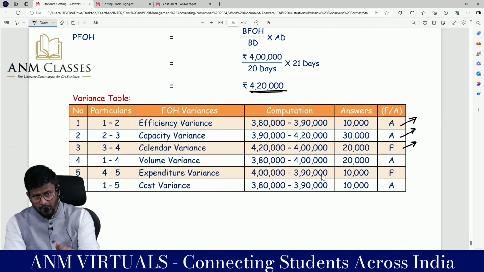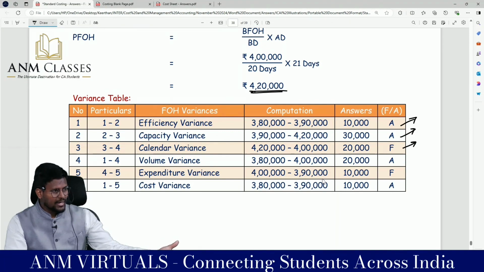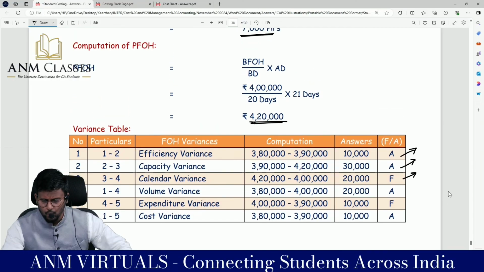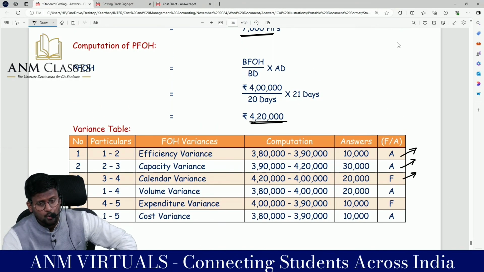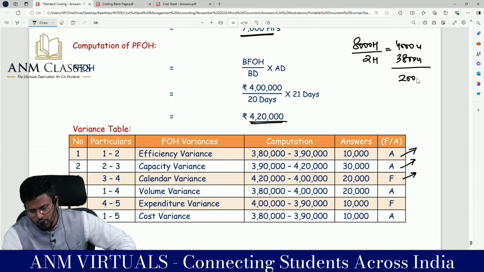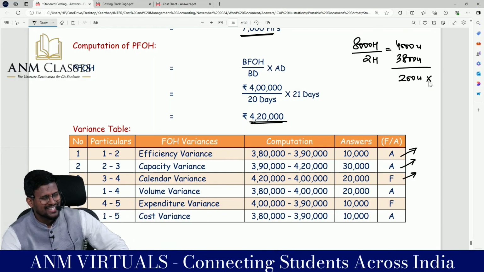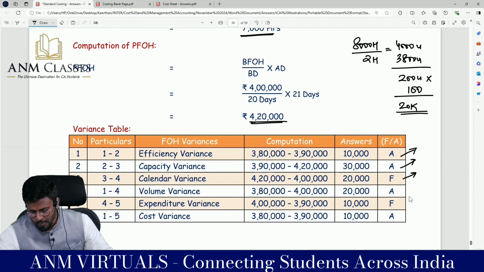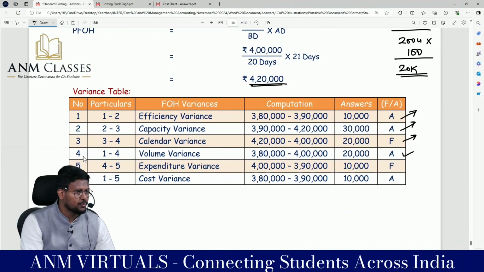That will definitely come favourable, because you were supposed to work 20 days but you have worked 21 days. So one day extra, that is what comes. Super, sir. Volume variance: how many units did you think? Budgeted output, how many units? Actually how many hours? 8,000 hours divided by standard time 2 hours comes to 4,000 units. How many units actually came out? 3,800. So 200 units short. 200 units into standard rate per unit 100: that's why 20,000 adverse is the volume variance, because 200 units are short.